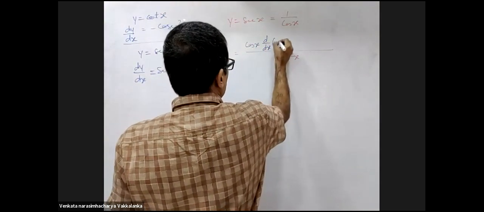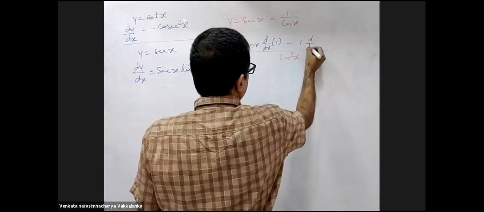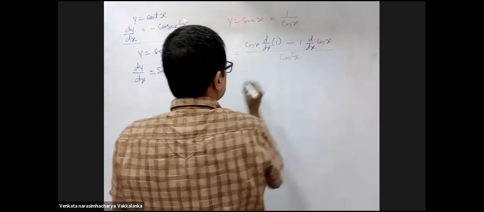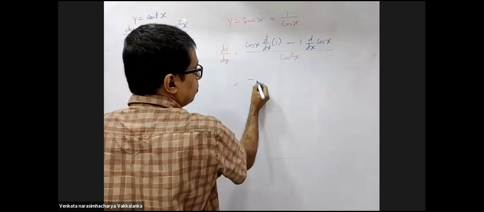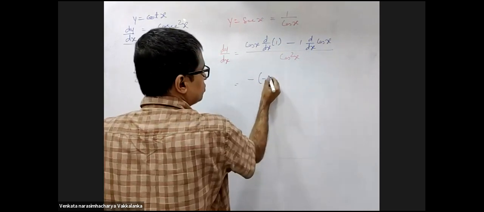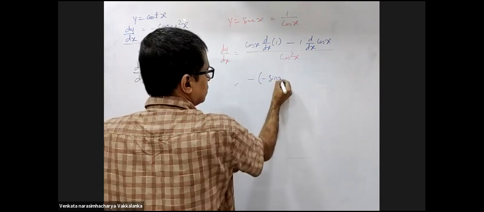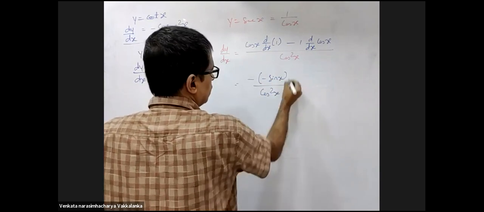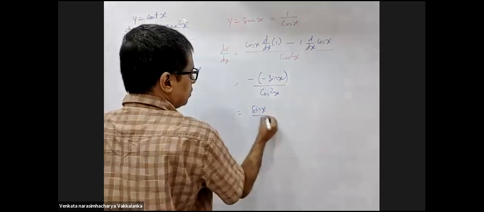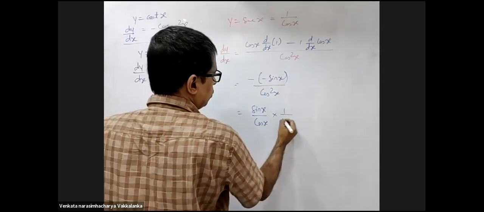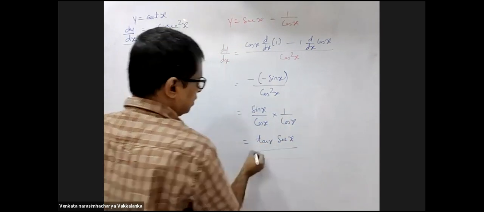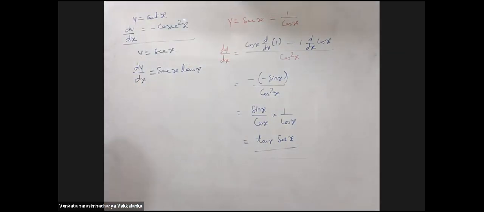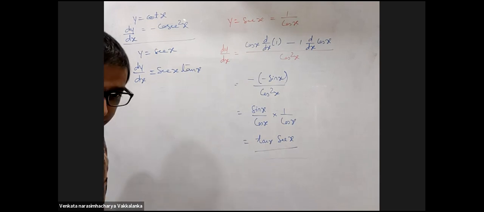D by dx of 1 minus 1 into d by dx of cos x. Differentiation of 1 is 0, 0 into cos x is 0. Minus of the differentiation of cos x, which is minus sin x, upon cos square x. That is sin x by cos x into 1 upon cos x, tan x into secant x. So you remember it as secant x tan x or tan x into secant x. We are okay. Yes, understood. Got it, sir.